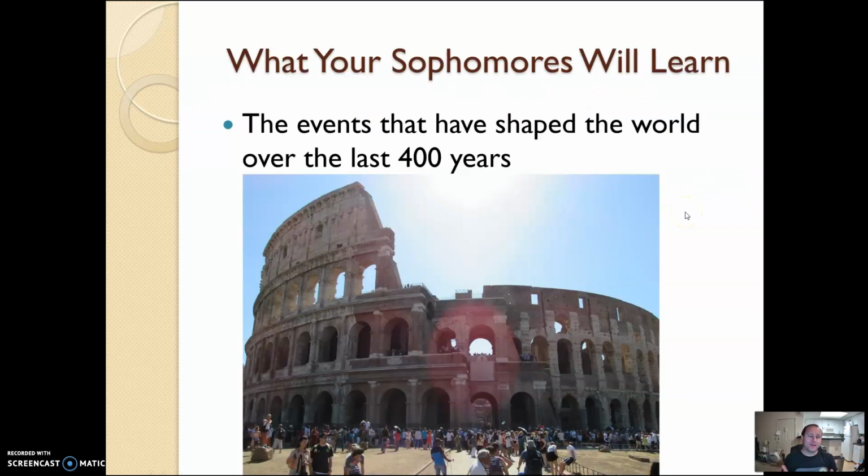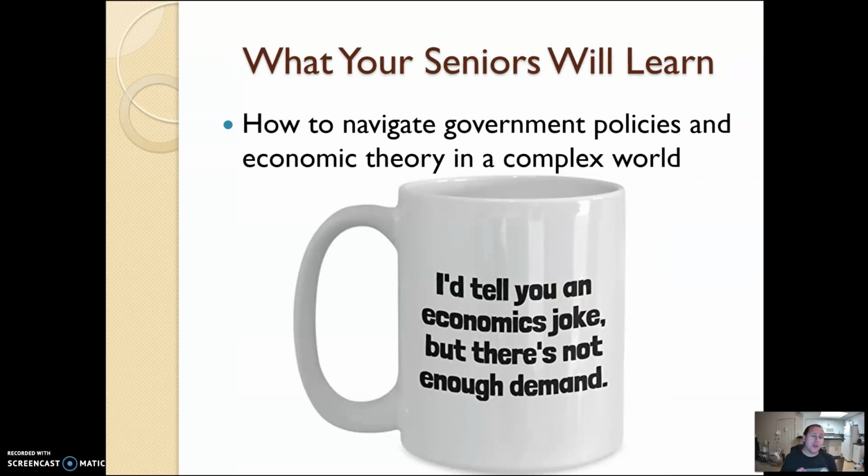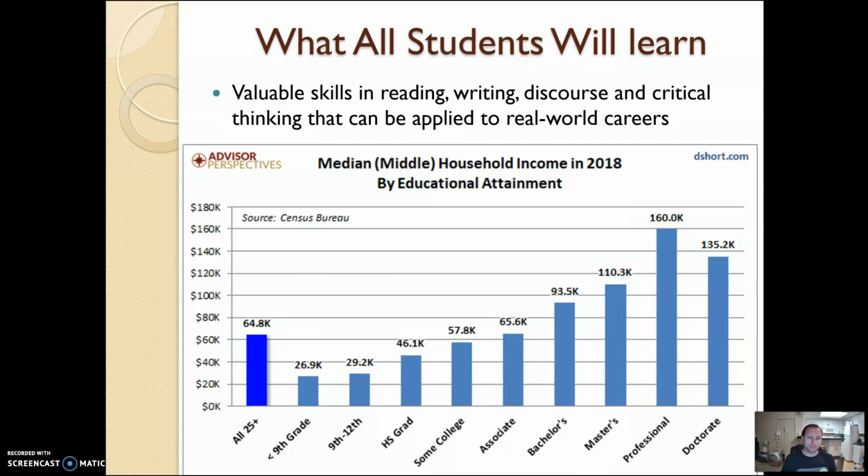All right, so if you're the parent of a sophomore, your students will be learning about the events that have shaped the world over the last 400 years. We are going to be working on establishing the key events and people that have helped shape our modern world into the 21st century. And if you're the parent of a senior, your students are going to learn how to navigate the government policies and the economic theory that has been woven together into our modern complex world.